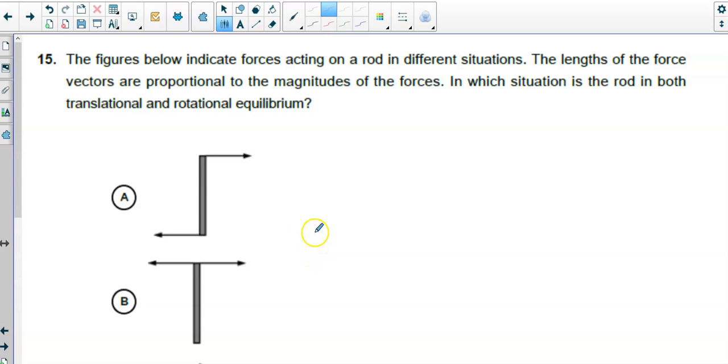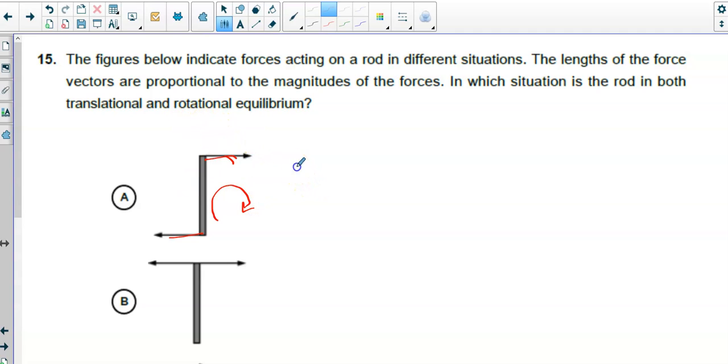Figures below indicate forces acting on a rod in different situations. The lengths of the force vectors are proportional to the magnitudes of the forces. In which situation is the rod in both translational and rotational equilibrium? Alright, this thing, A, no way. If you pull this way and pull this way, that thing is going to rotate.